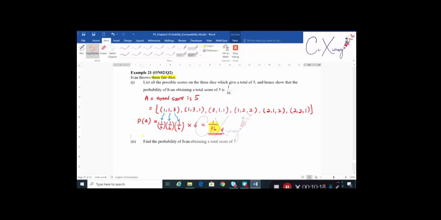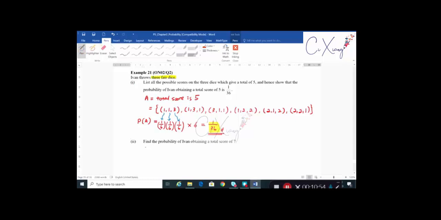Okay, then if I proceed to part number 2, find the probability of Ivan obtaining a total score of 7. So just now was the probability of total score of 5. Now they want a total score of 7. These two questions are very similar, right? And for part number 1, they actually give you a hint already. To get the answer, you need to list out the possible scores. So maybe I will treat this as a hint for me.